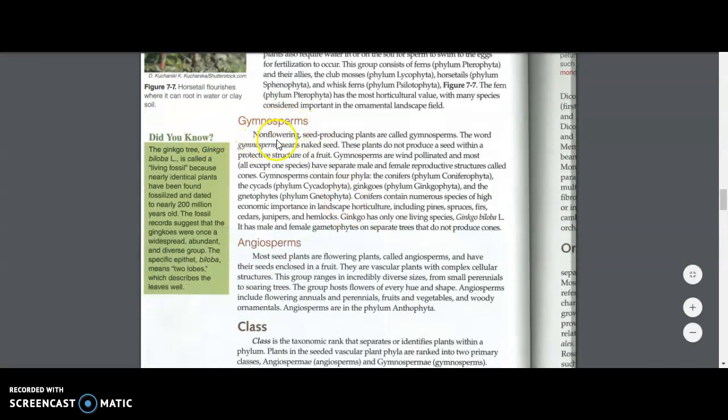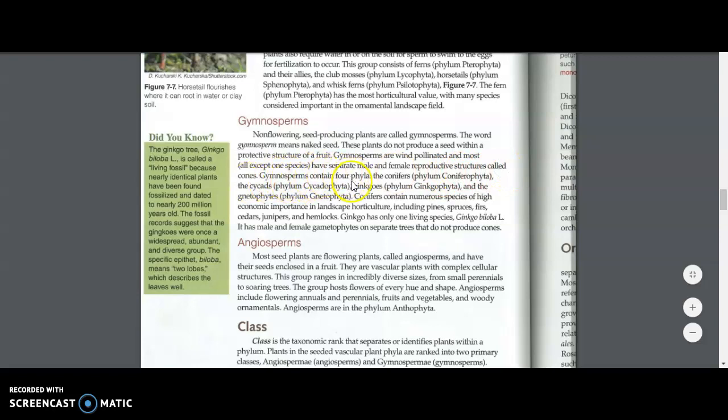Gymnosperms. Non-flowering, seed-producing plants are called gymnosperms. The word gymnosperms means naked seed. These plants do not produce a seed within a protective structure of a fruit. Gymnosperms are wind-pollinated, and most, all except one species, have separate male and female reproductive structures called cones.